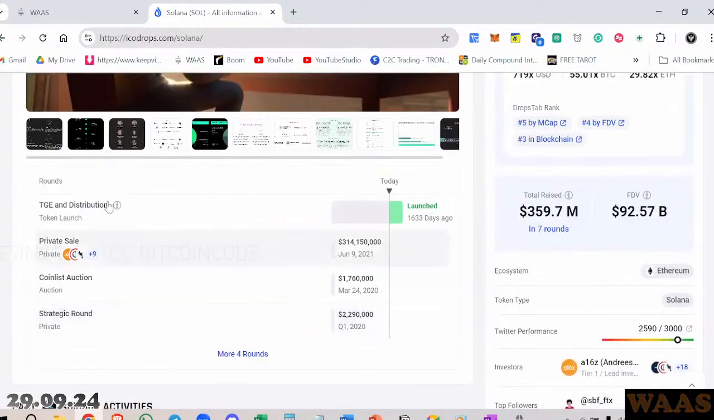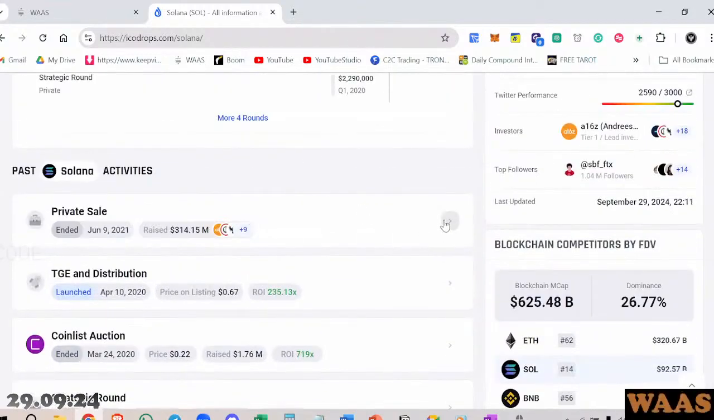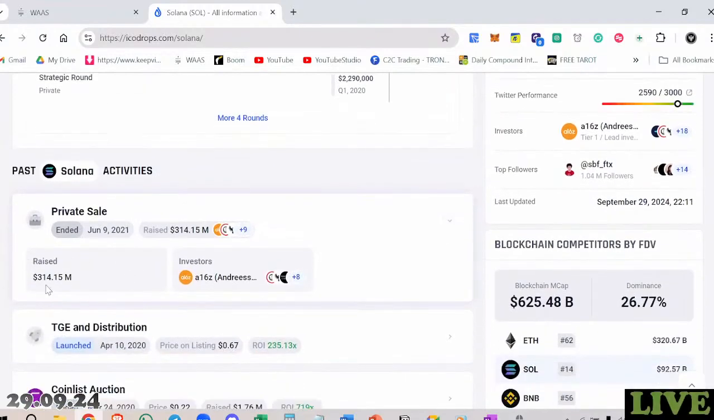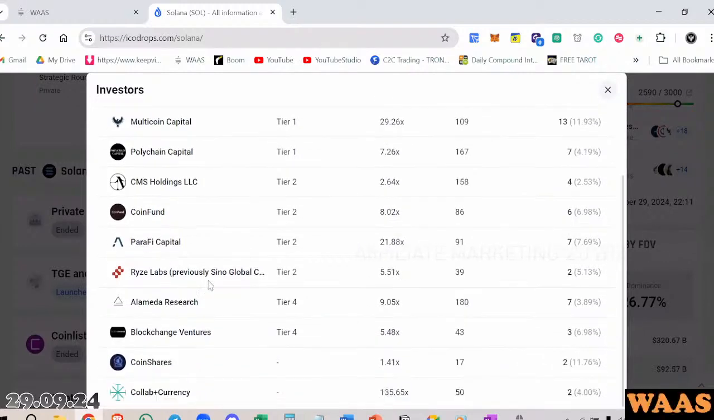And you go through this, the private sale. See this, private sale. It raised 314 million. And in this private sale, you will see all the top tier funds. Do you remember Multicoin Capital? Chavez had given an example of this. So how much they made? 29.26x. And this is all available in the public domain.